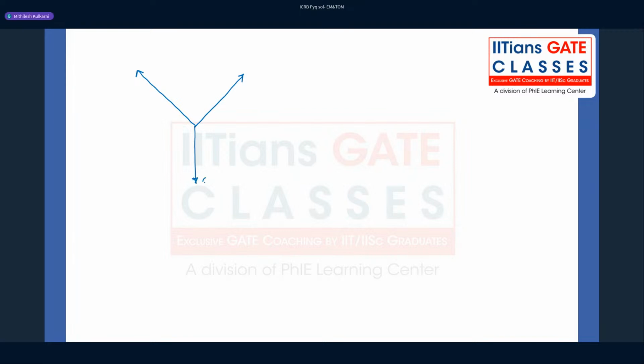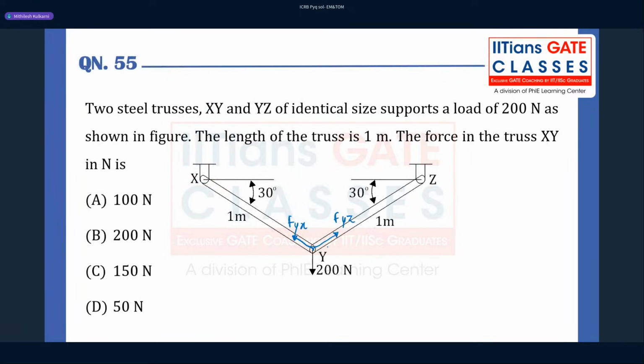So we have a 200 Newton force acting in downward direction. Fyz is in this direction. Fxy is in this direction. This angle is 30 degrees. We have already mentioned that. Alternate angles are the same. Okay, this is an alternate angle. So the angle of Fyz with respect to horizontal is 30. Similarly, the angle of Fxy or Fyx with respect to horizontal is also 30 degrees.